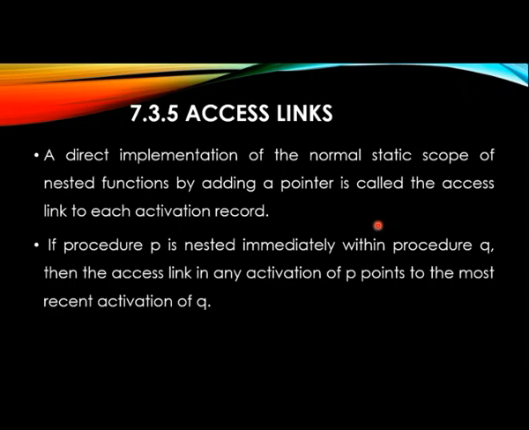and whatever value is written by the nested function or callee function, that value is accessed by the main procedure. So the particular data is not directly accessed; it depends on another function's written value. That situation is known as the access link. For example, there is a procedure P which is nested immediately within the procedure Q. Then the access link in any activation of P points to the most recent activation of Q.